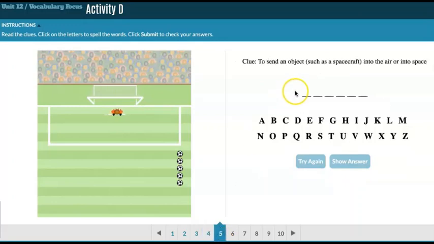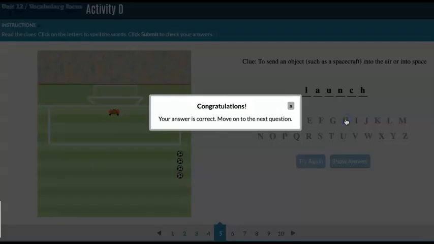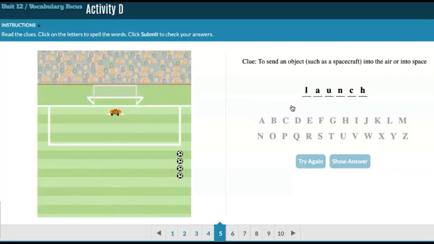5. One shot, guys, one shot. To send an object such as a spacecraft into the air or into space. We have a launch. Yes, it is to send something, guys. That is launch. To send something.